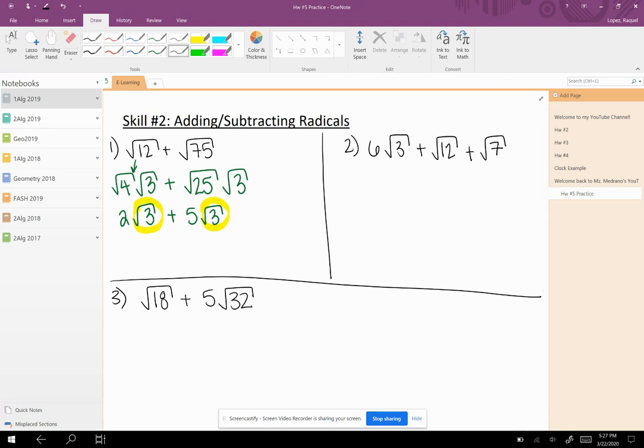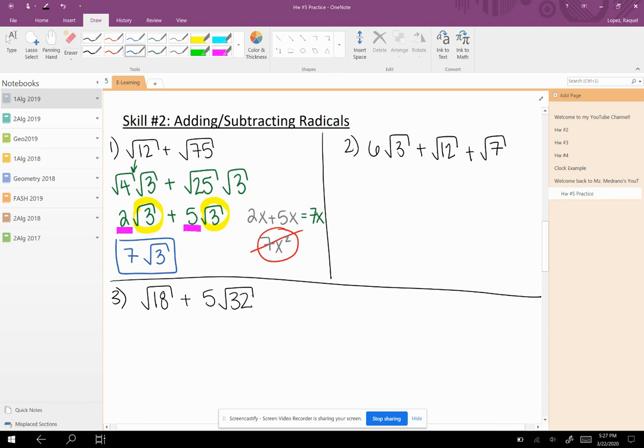When you guys are adding these things, you don't add the number underneath the radical. Okay, so think of it something like, if you have 2x plus 5x, your answer is not going to be 7x squared, right? No, your answer is going to be 7x. It's a very similar idea here, guys. So we're just going to add the numbers in front, which is just the 2 and the 5. So the 2 and the 5 added together become 7, and that root 3 is just going to come down. So your final answer here is 7 root 3.